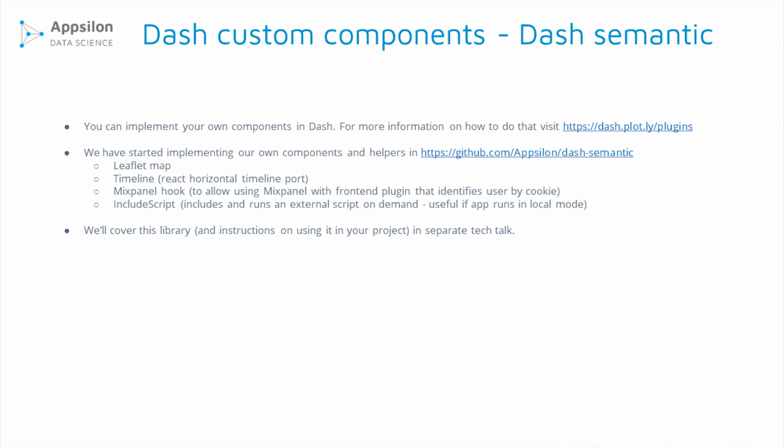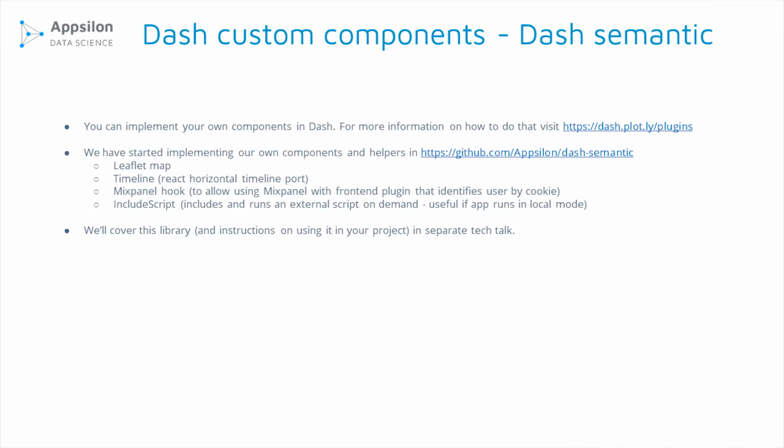For now, what we have and what you can use is a leaflet map that allows you adding, for example, raster images to the map or allows you adding multiple layers. There is also a timeline component, which is very useful, allows you to choose given dates from a timeline. There is also a mix panel hook, which is actually a small component, but allows you to add a mix panel to track what users are doing. And a small include script component, because there is a small problem with Dash when you want to include a script, and this allows you to do it easily.